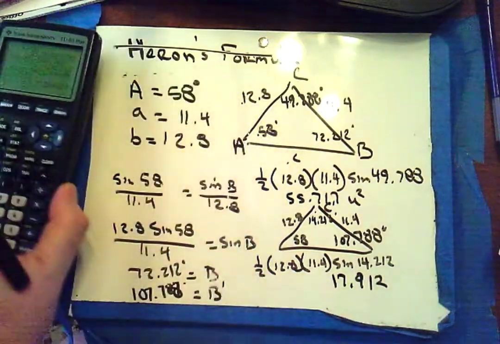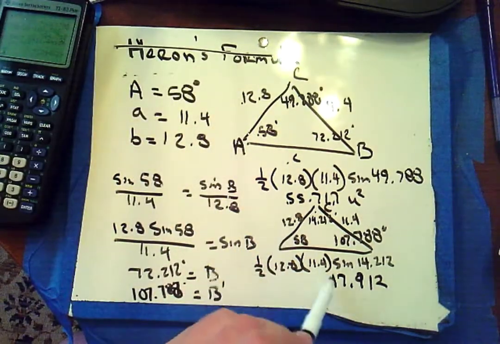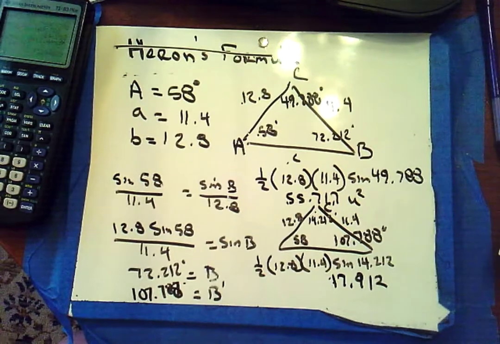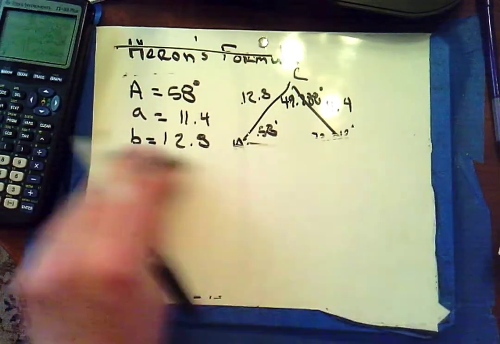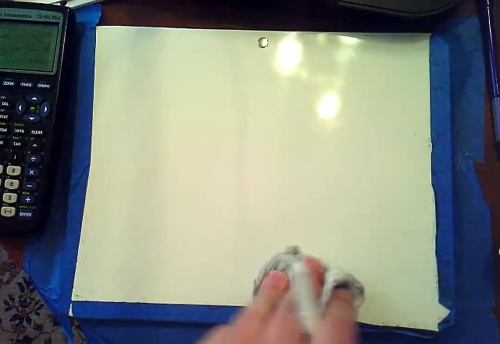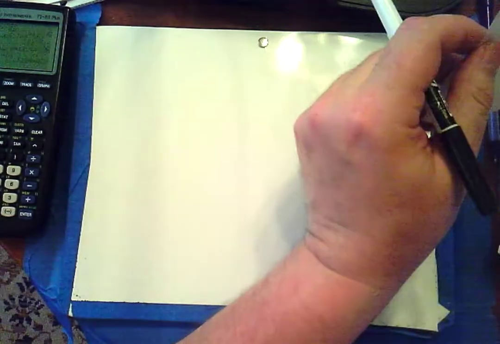17.912. Hey, that's not the same. So when we have two solutions, we get two different areas sometimes, and I would need to check both. If this were an honors trig class, I'd put a problem like that on the test. But for regular trig class, no, nothing that hard.